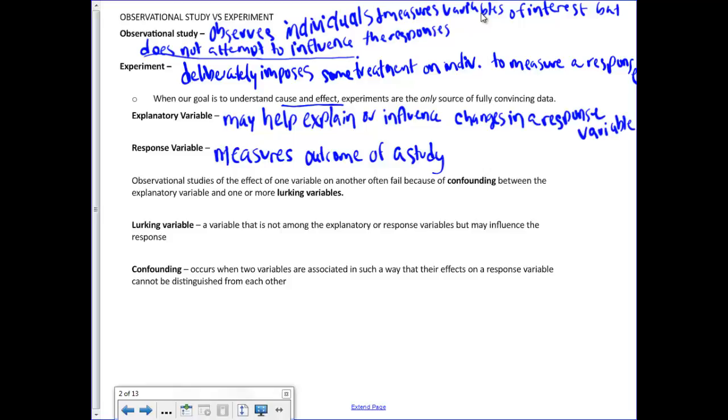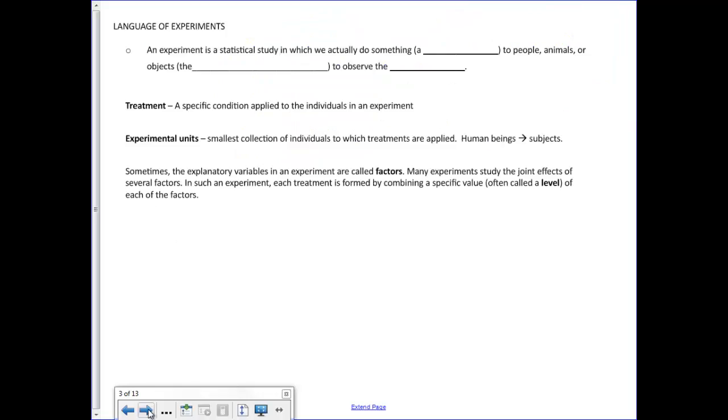We don't know, yes, it rained a lot, but how much the grass grows, is that due to the fertilizer? Is it due to the sunlight? Is it due to the type of soil? Those are all called working variables, which results in confounding. See the big picture? Kind of, sort of? We're building there. Language of experiments, I know you guys have heard these before. An experiment is a statistical study in which we actually do something. When we're doing something, we call this a treatment.